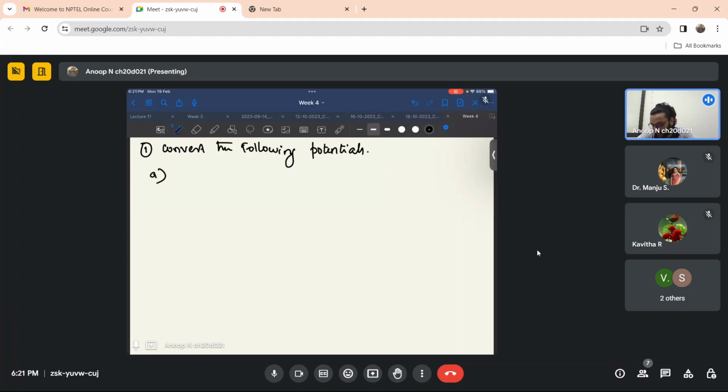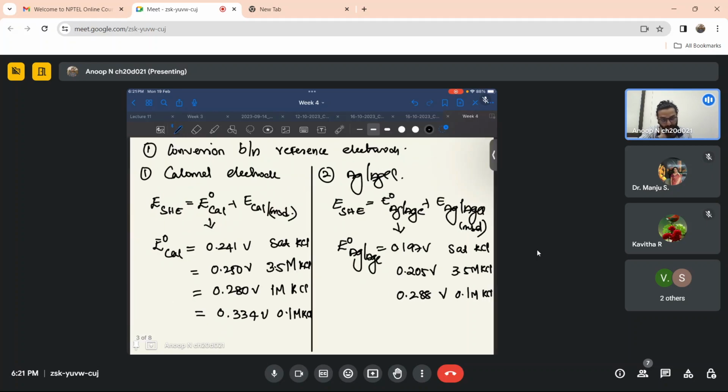So part A is minus 1.4 volt versus Ag/AgCl filled with 3.5 molar KCl, to SHE. Can all of you try? What will be the value coming? So use the equation. Hope you have noted down these equations. This part will go a little faster because it's very easy. For familiarizing only, I am doing this.